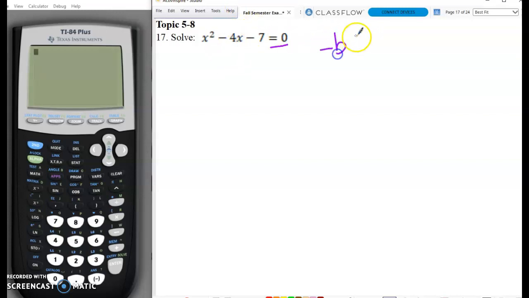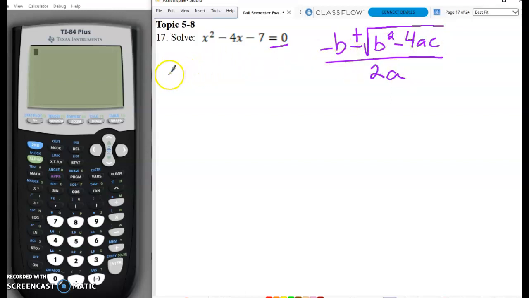So that is negative b plus or minus the square root of b squared minus 4ac all over 2a. So I'm going to identify a, b, and c in my equation. A in this case is 1, b is the negative 4, and c is the negative 7. So taking these numbers, plugging them into my quadratic equation, negative b is actually going to be a positive 4, because the negative of a negative is positive.